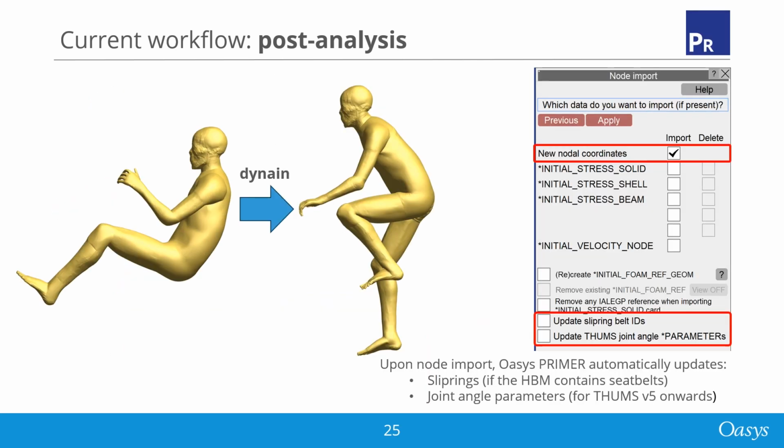The DynaIn file can now be imported back into the original model using Primer's Node Import tool. In version 20, we have introduced 2 additional options in the Node Import panel to address common issues and errors found when using a repositioned model for the main analysis. One of these options relates to 1D slip rings, and the other to joint angle parameters.